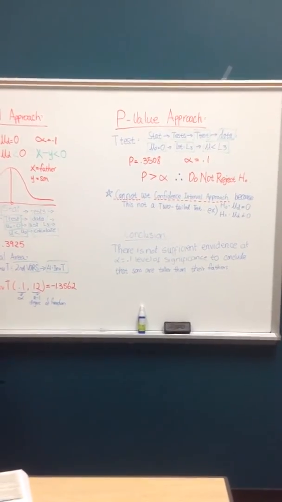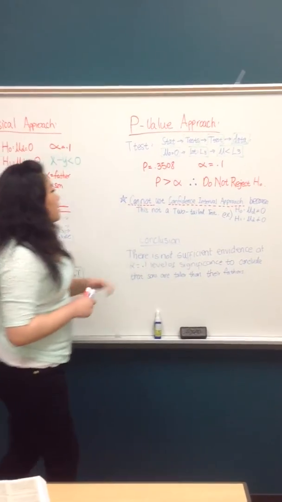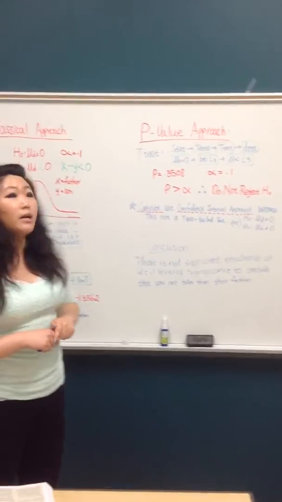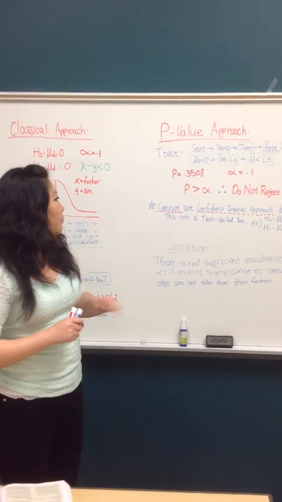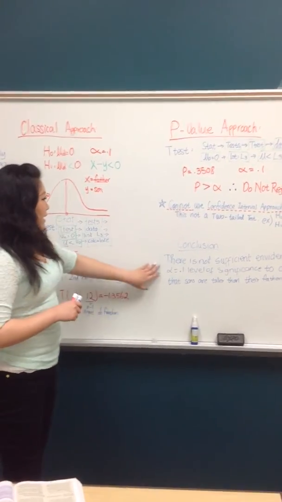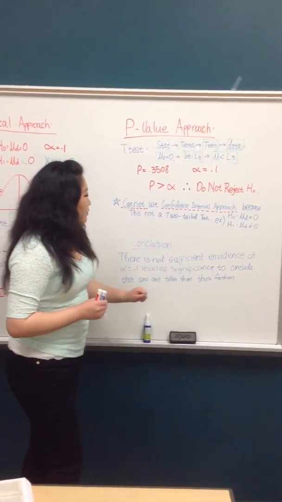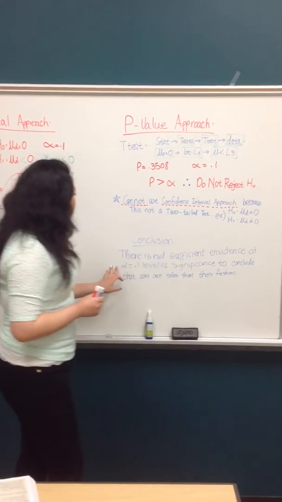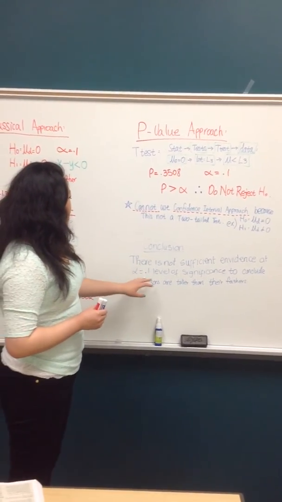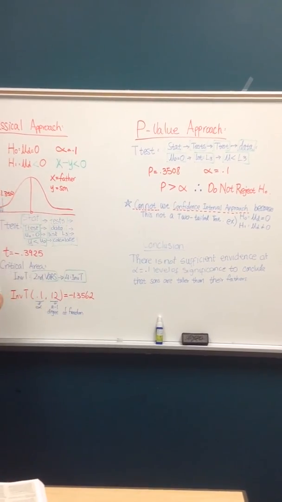There is also a third method to test the hypothesis of matched pairs. It's called the confidence interval approach. But since we are not dealing with a two-tailed test, we cannot use the confidence interval approach for this one. And in the end, we're going to write a conclusion. We're going to say there is not sufficient evidence at the alpha level equal to 0.1 significance to conclude that the sons are taller than the fathers.